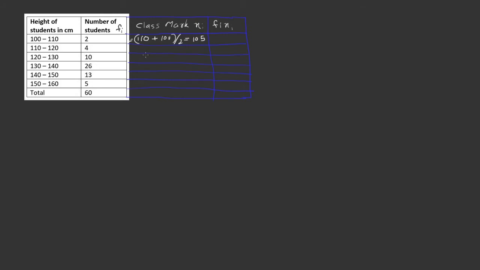105. In the similar way, we can calculate the class mark for each class, that is 120 plus 110 divided by 2 is equal to 115. 130 plus 120 divided by 2 is equal to 125. 140 plus 130 divided by 2 is equal to 135, like that.